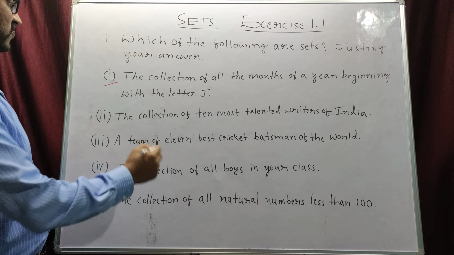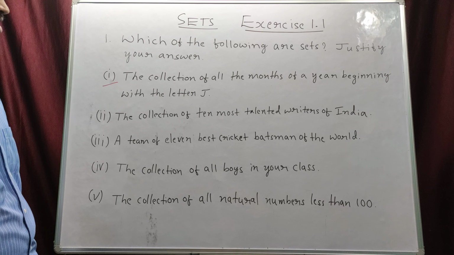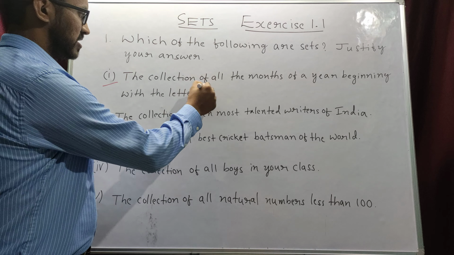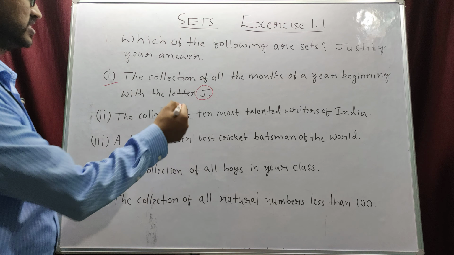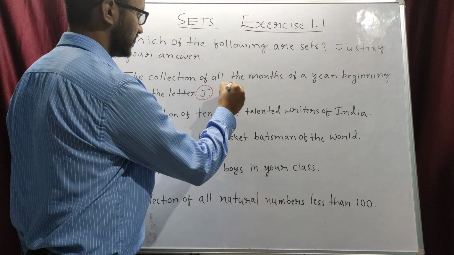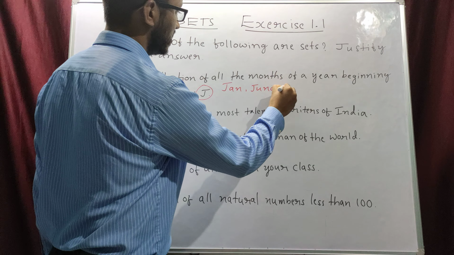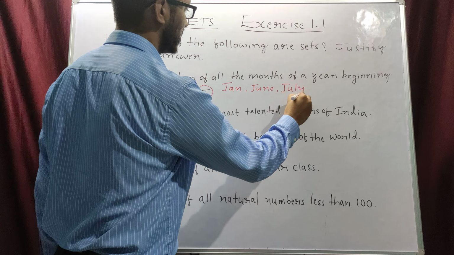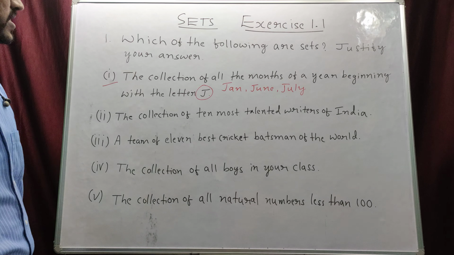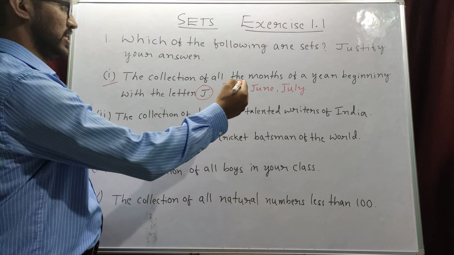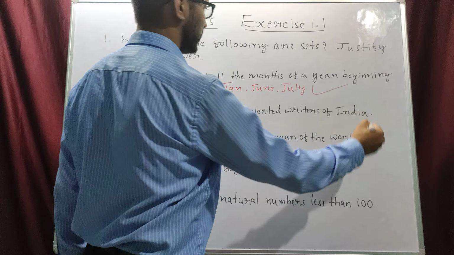So sub question 1, the collection of all the months of a year beginning with the letter J. So we know that the months starting with the letter J are January, June and July. So there are only 3 months that start with the letter J. So what we can say clearly, it is an example for a set.